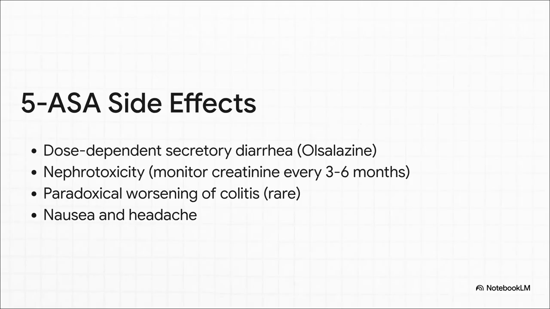Now, these drugs are usually pretty well tolerated, but there are a couple of things you absolutely have to keep on your radar. First, and this is a big one, is nephrotoxicity, kidney injury. That's why you'll be checking their creatinine every few months. Do not skip this. The second one is a classic for exams. Every once in a while, a patient will actually get worse when you start them on a 5 ASA. It's rare, but if it happens, don't just automatically think the disease is flaring. You have to consider that the drug itself could be the culprit.